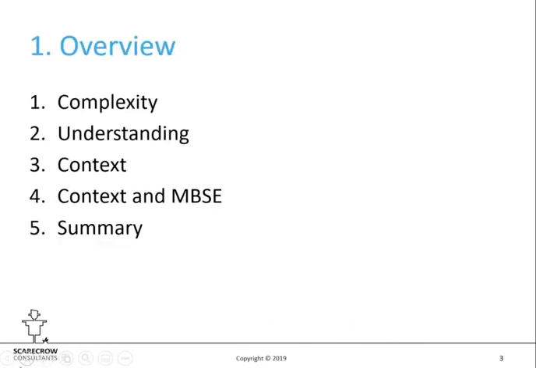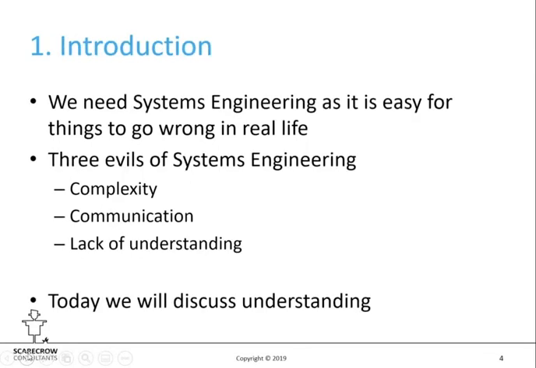So today we're going to be talking about understanding, basically. And this is a slide that we've had for the last few weeks. So we're really continuing the theme that we've had the last few weeks, which is really to say, when it comes to systems engineering, we need systems engineering, as it's very, very easy for things to go wrong in real life. And you have to remember that when we're talking about systems engineering, we're talking about real life systems engineering. We're talking about applying systems engineering to help us realize successful systems. And that's what we've always got to remember at the back of our minds.